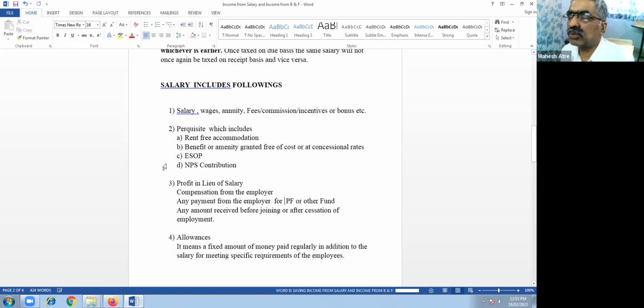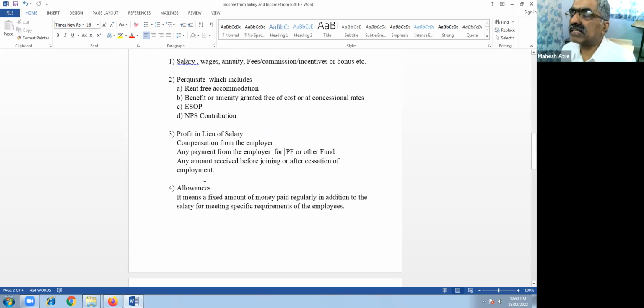So compensation dete hai, usi ko bolte hai profit in lieu of salary. That is compensation hota hai. So the compensation paid by the employer to the employee, we are going to call as profit in lieu of salary. Salary ke badle mein jo kuch deta hai, usko bolte hai profit in lieu of salary.